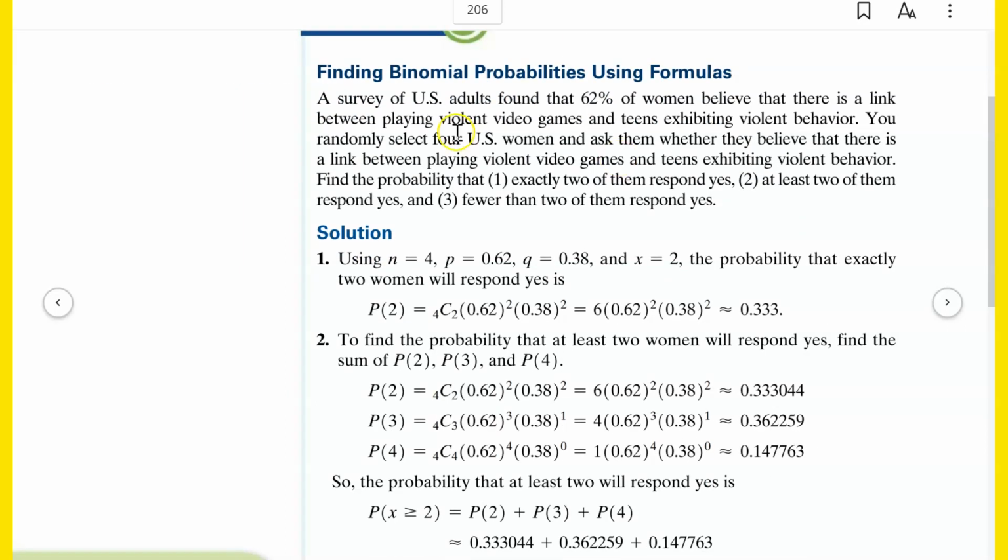We'll do example 5 here. A survey of U.S. adults found that 62% of women believe that there is a link between playing violent video games and teens exhibiting violent behavior. You randomly select 4 U.S. women and ask them whether they believe that there is a link between playing violent video games and teens exhibiting violent behavior. Find the probability that 1, exactly 2 of them respond yes, 2, at least 2 of them respond yes, and 3, fewer than 2 of them respond yes.